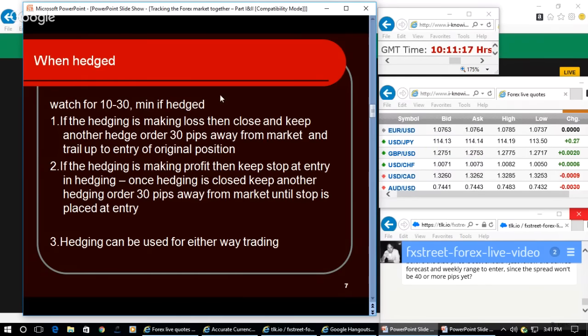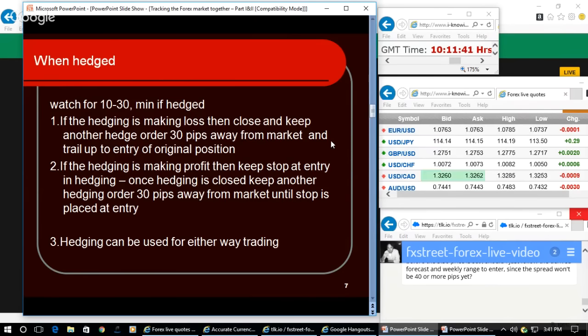In the event the position is hedged, you just watch for 10 to 30 minutes. The position is making a loss. Understand, during a stop and a false move, the hedge was filled, and that is why the hedge is not making profit. You close it with a stop at entry or 1 or 2 pips, and keep another hedge order so that you'll be limiting the risk to another 30 pips.